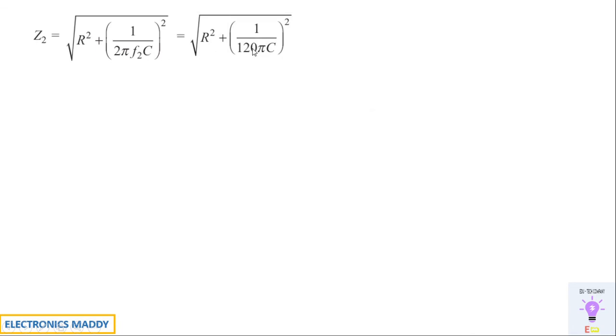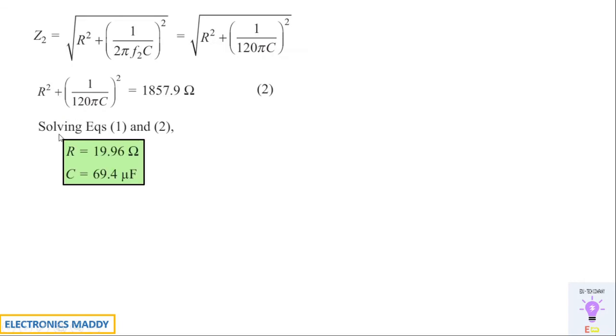You get 120 pi, that is 2 pi into 60. Square on both the sides. We know the value of Z2. Substituting and squaring, you get this equation. This is equation 2. Solve equations 1 and 2, either by subtracting or adding them so that R square gets cancelled out, or by any other method you know. Once you solve them, you get the value of R, that is 19.96 ohms, and C is equal to 69.4 microfarad. So we have found the value of R and the value of C.